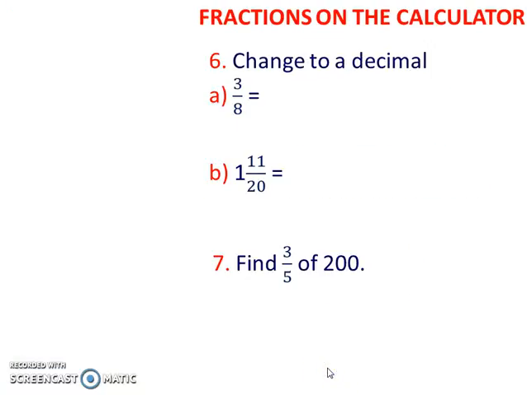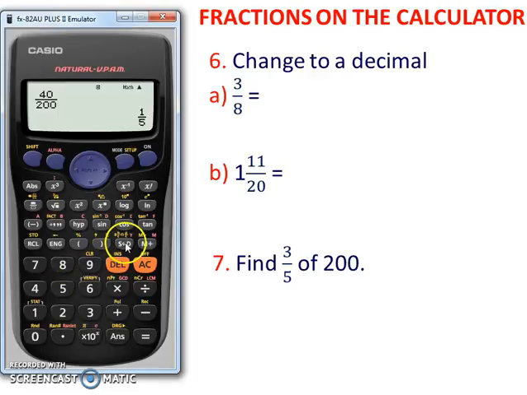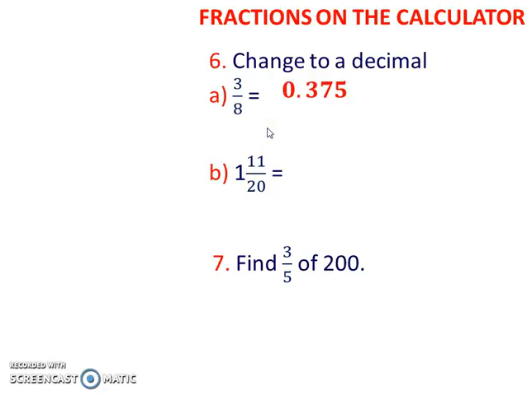Another kind of question is asking you to change particular fractions into decimals. So on your calculator, we just use this nice S to D button again. So we put in our fraction, so 3 over 8. We press equals, and then we just hit the S to D button. So the answer to that one, 0.375.